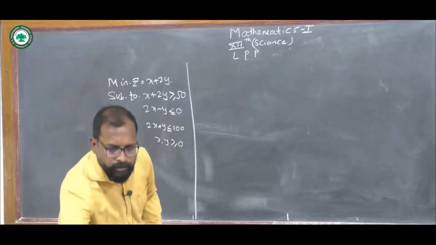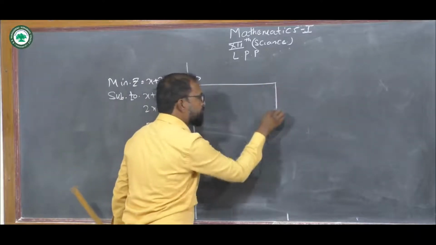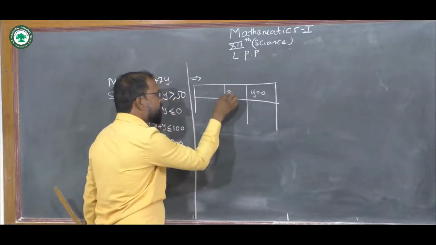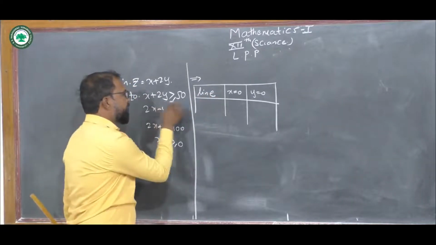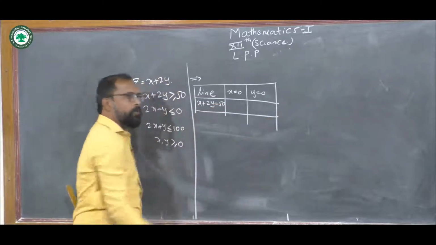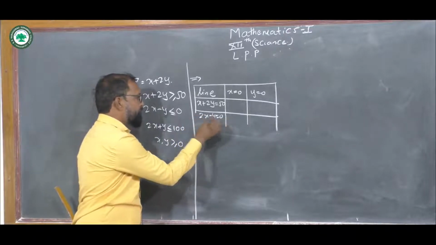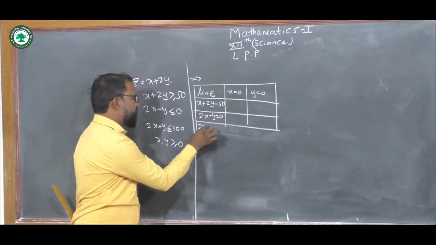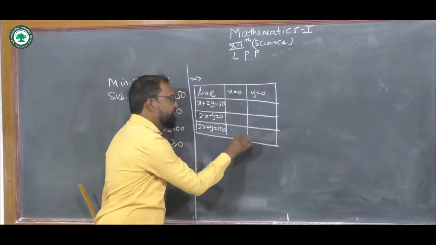Now, to solve this LPP, we make a table which shows y equals to 0, x equals to 0 and the line. The first line is for the first constraint, x plus 2y equals to 50. For the second constraint, 2x minus y equals to 0, and the third is 2x plus y equals to 100.